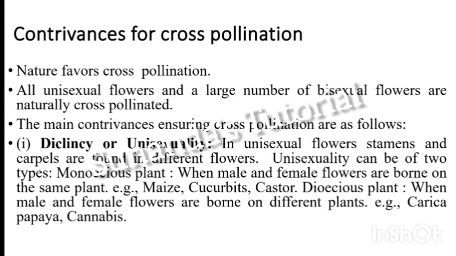At first, unisexuality or dicliny. When the flowers are unisexual, they must follow cross pollination because they do not have any other option. They have only either the male reproductive organ or the female reproductive organ, so cross pollination is obligatory there.